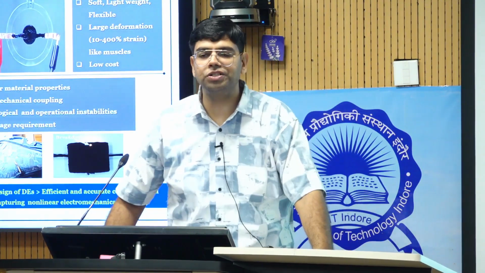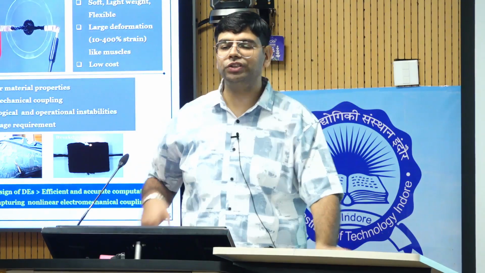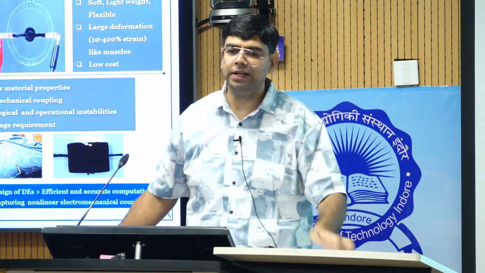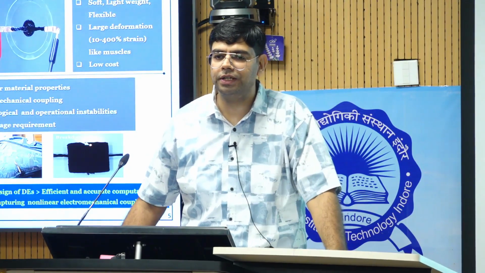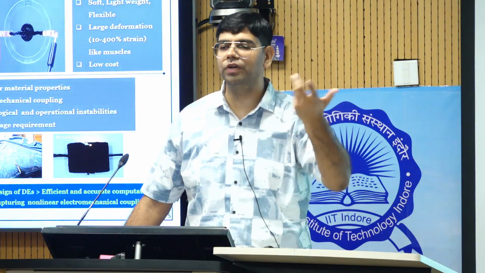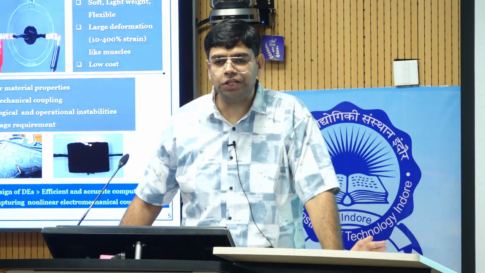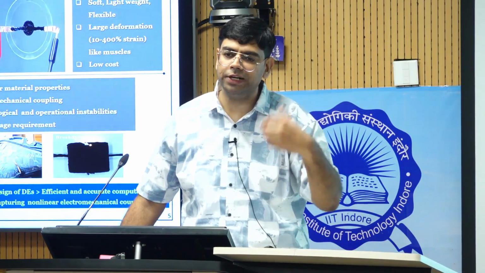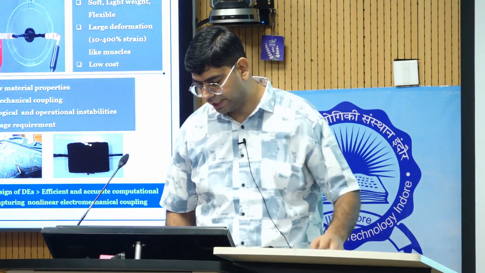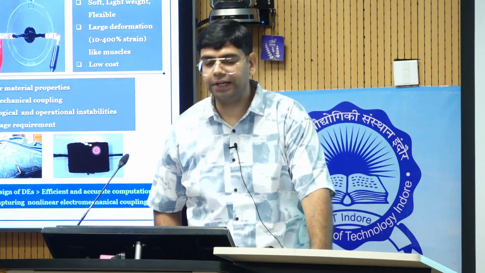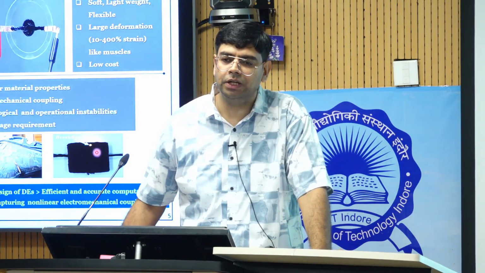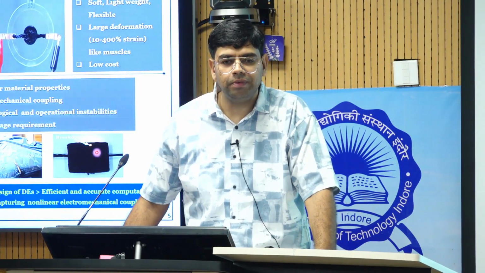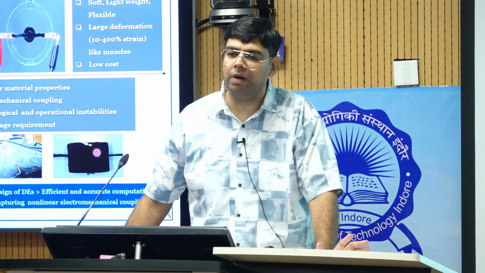Third thing is morphological and operational instability. We are applying the electric voltage. Definitely there is going to be some limit up to which you can apply it. It is not that you can keep on increasing and you will keep getting actuation. A threshold limit will come, after that the electrical breakdown of the membrane will take place. I have shown you here one example of how the electrical breakdown of the membrane takes place. When you keep on increasing the voltage, a stage will come where the electrical breakdown of the membrane will occur.